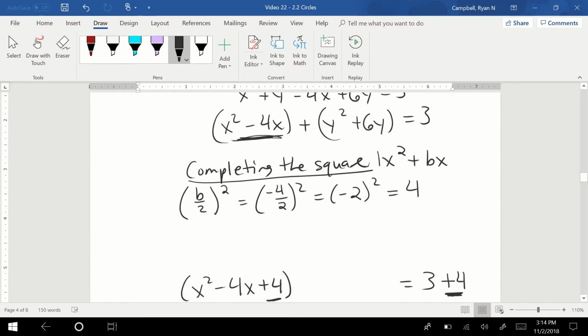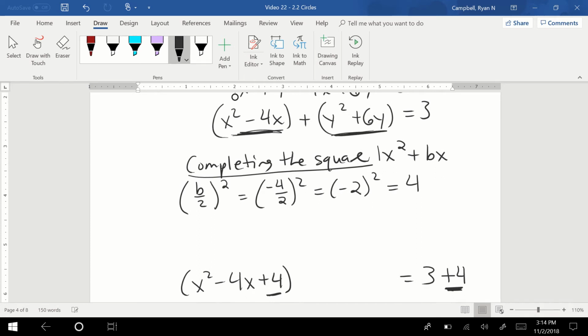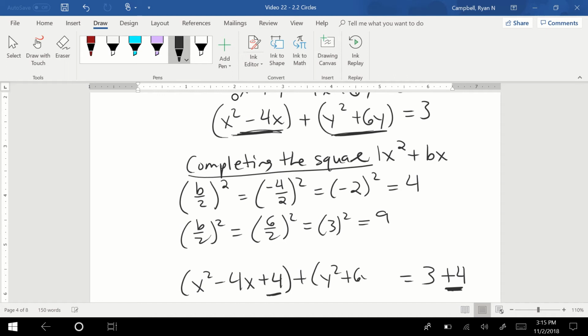All right, so we did the x's. Now we need to do the y's too. So for the y's, what's b going to be? So it should be 6. So 6 divided by 2 squared. 6 divided by 2 is 3. 3 squared is 9. So on the inside of this, we're going to do y squared plus 6y plus 9. And we add it to one side, so we have to add it to the other side.